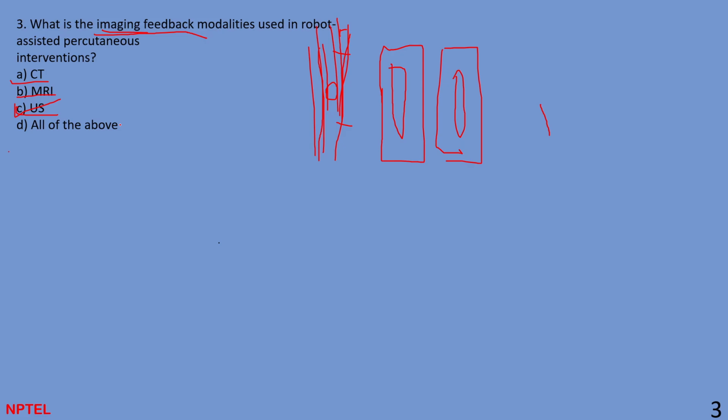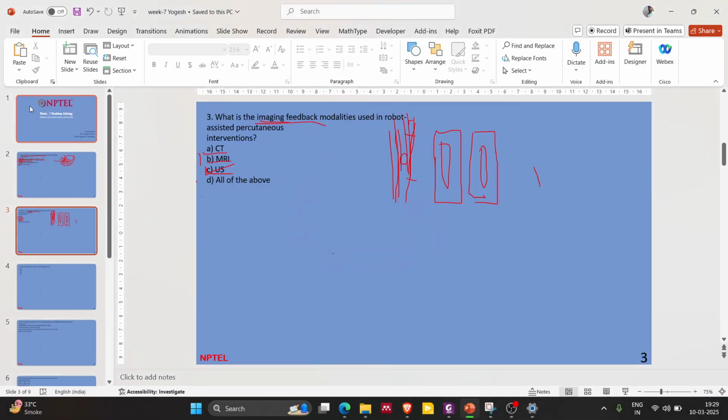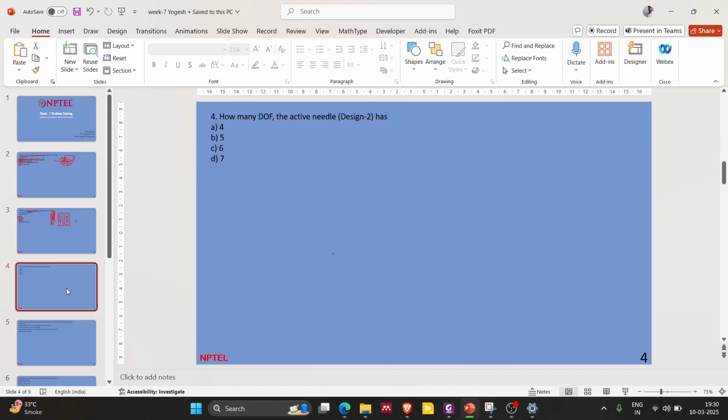So MRI and CT can't be used as a feedback device, whereas ultrasound is something where, if you have gone to, let's say, an orthopedic doctor, you must have seen that they use ultrasound, and you can detect whatever is going on inside your bone or cartilage in real time. So C is the option.